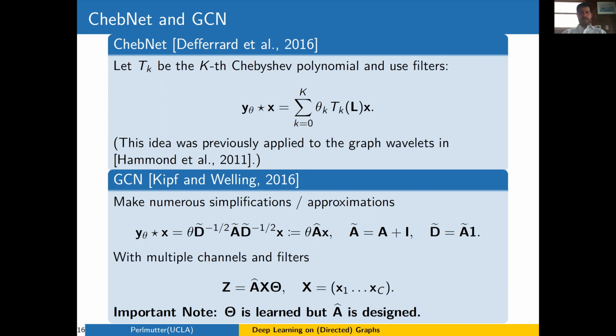The first is ChebNet, where you assume that the polynomial is represented in a Chebyshev basis. This is building off of work by Hammond, which used Chebyshev polynomials to quickly compute graph wavelets. And then building off of ChebNet shortly thereafter was GCN by Kipf and Welling.